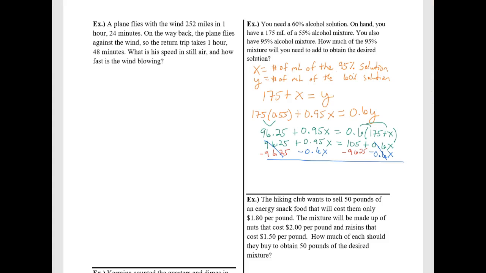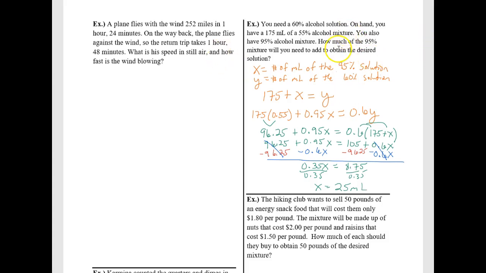0.95x minus 0.6x is 0.35x positive. And 105 minus 96.25 is a positive 8.75. I divide both sides by that 0.35 to get x alone. And x equals 25 milliliters. And that's actually the only one that we need to find.